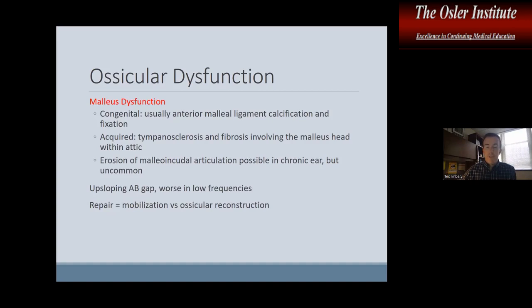You can have erosion of the malleoincudal joint, but that's typically uncommon. Much more common is going to be incus erosion. Clinically, on an audiogram, these patients are going to have an upsloping pattern, air-bone gap that's going to be worse in the low frequencies, similar to what you'd see with a tympanic membrane perforation. And then repairing these, you can do it in a variety of ways. But typically you can either mobilize and free up the malleus head, or potentially have to perform some form of ossicular reconstruction.